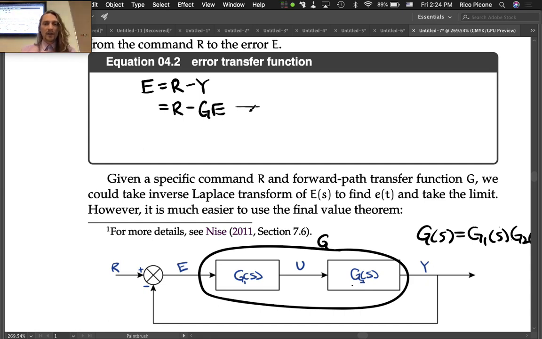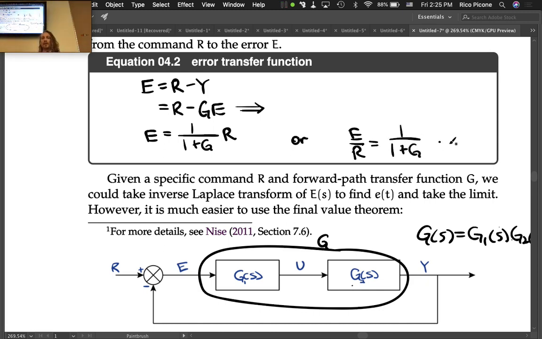So this equality implies that E is equal to 1 over 1 plus G times R. Or the transfer function is E over R equals 1 over 1 plus G. So this is the transfer function. This is the solution for E. Either one is fine. We're actually going to use this version in a second.